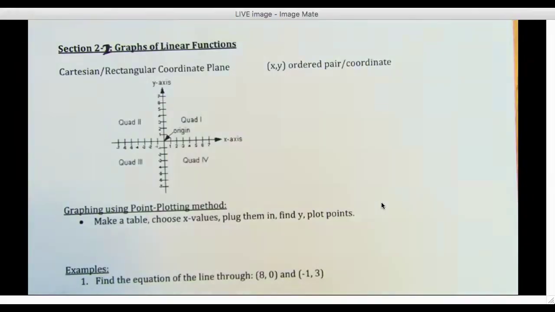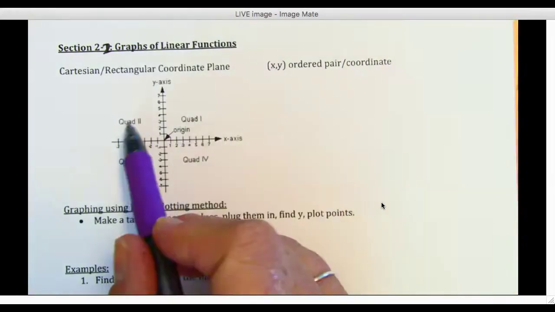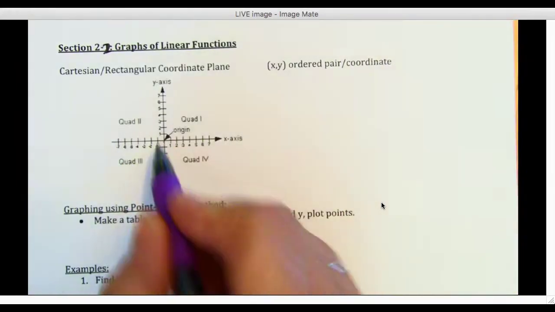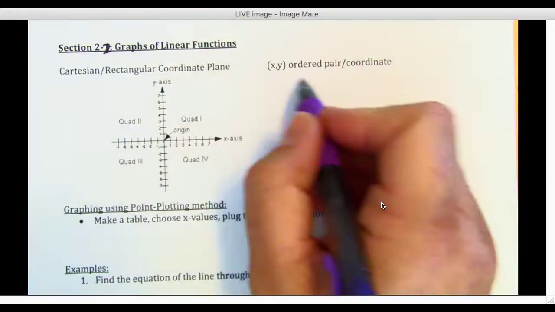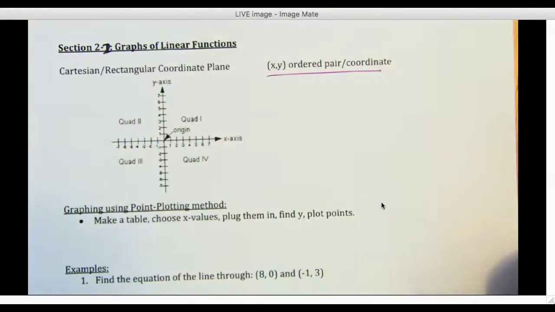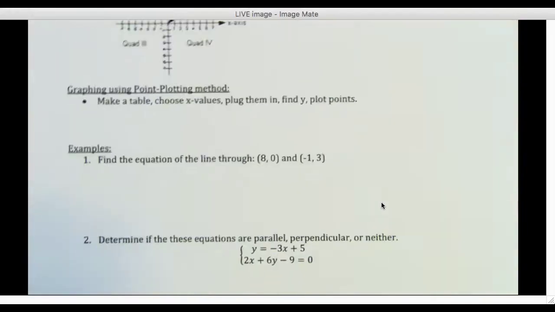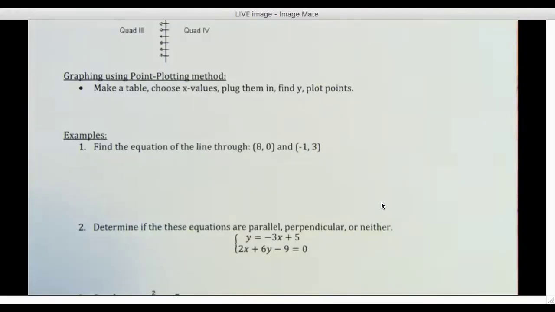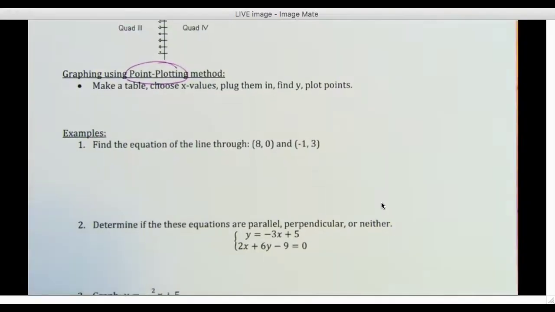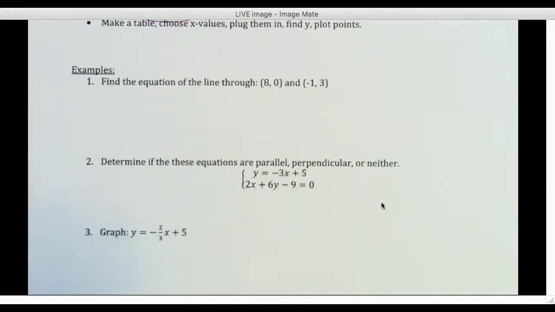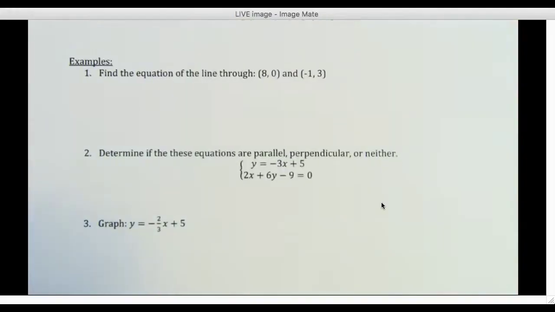So when we're looking at the coordinate plane here, quadrant 1, quadrant 2, quadrant 3, quadrant 4, this point 0, 0 is called the origin, and these are called ordered pairs or coordinates or Cartesian coordinates. So those are the terms we're going to be using. And when we are first learning how to graph something, we can use what's called the point plotting method. That's just where you make a table, choose some x values, plug them in, and find the y values, and then plot those points. As we discover more new functions in this class, you will use that point plotting method to help you determine what the graph looks like.